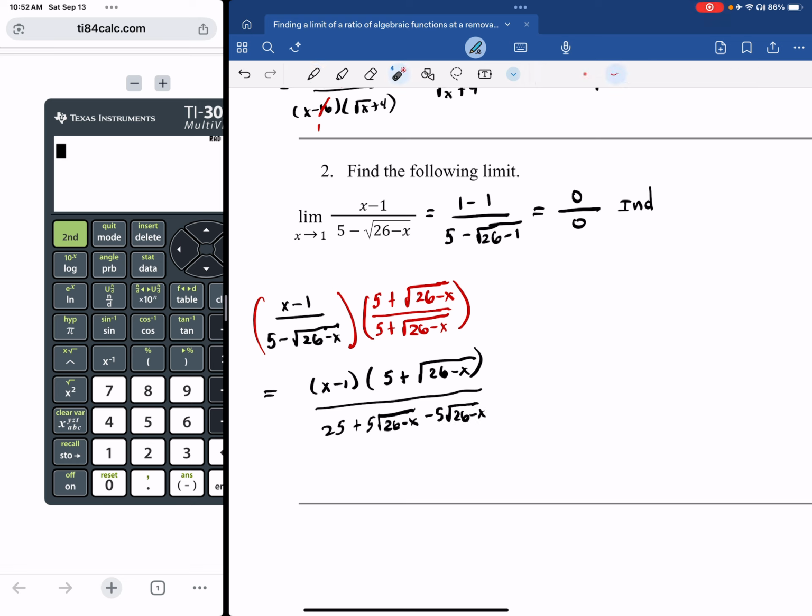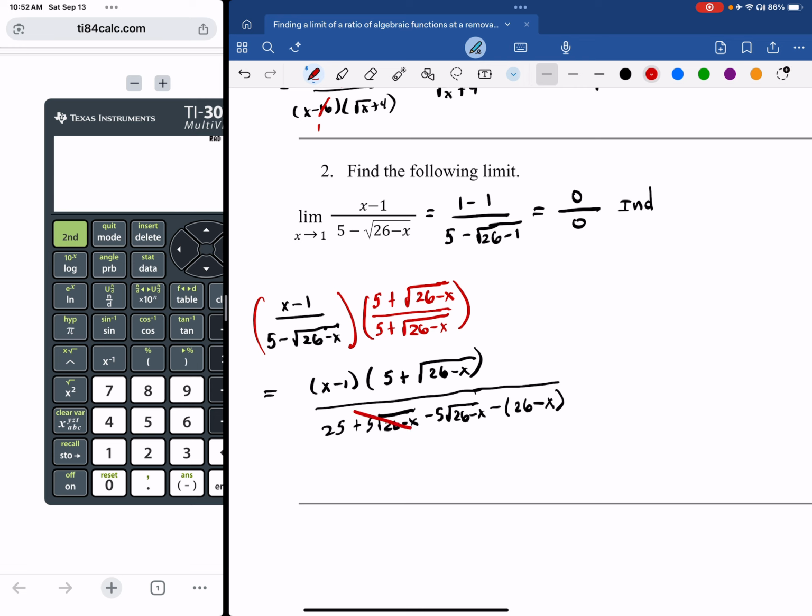And then I do my last, let's be really careful with this. A negative times a positive is a negative, so this is going to be subtraction here. And then I have the square root of 26 minus x times the square root of 26 minus x. Make sure you use parentheses here. You just get 26 minus x. Really important you use parentheses here because we are going to have to distribute that negative to both terms. So let's clean up that denominator.